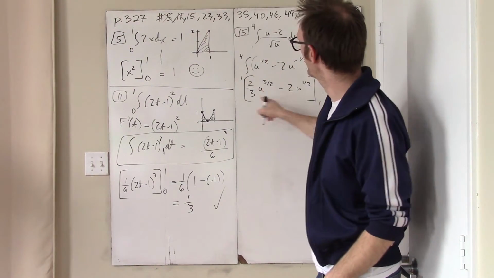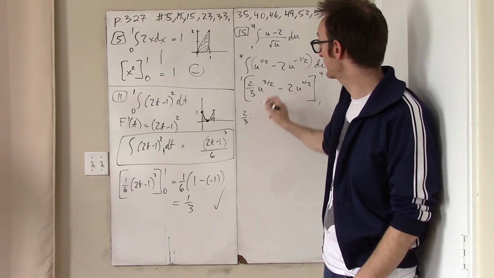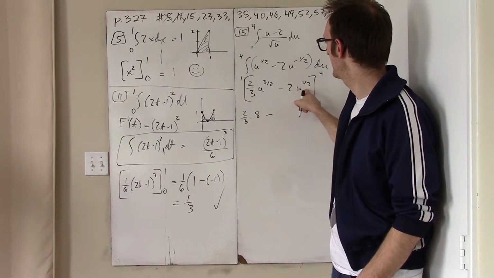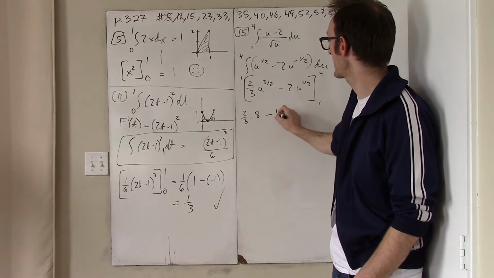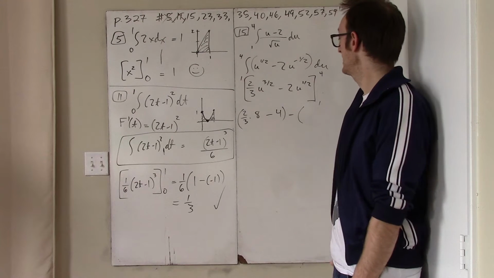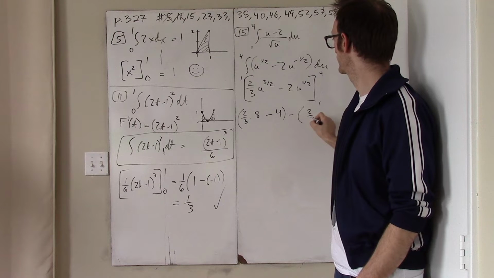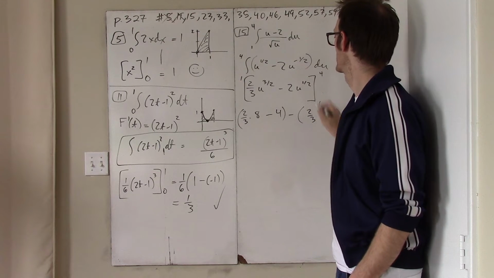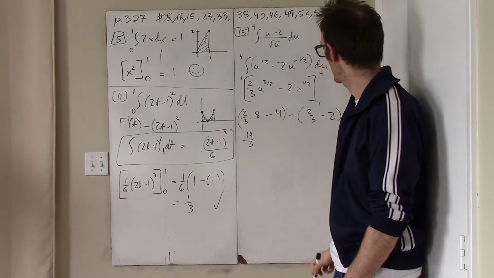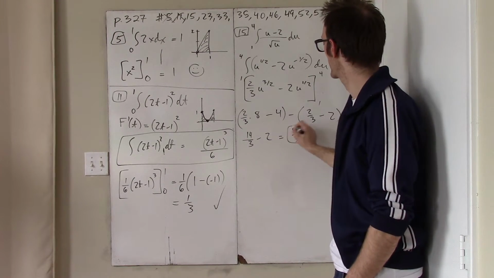So let's see, when I plug in 4 here, I get 2/3 times, well, 4 to the 3/2 is 8, minus, and the square root of 4 is 2, so that's minus 4, and then minus, you have to use parentheses carefully, whatever I get when I plug in 1 for u, which is 2/3 minus 2. So what do we get here? 16/3 minus 2/3 is 14/3, and minus 2, so I guess that's 8/3 as my overall answer.